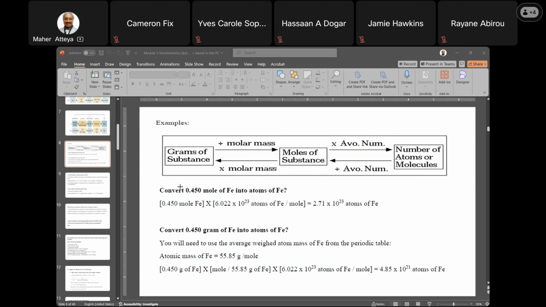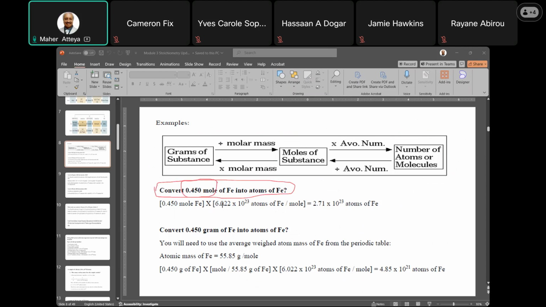This example here is giving you to convert moles to atoms. So you are skipping the gram, the mass here. So are you following me here? You are skipping the mass. There is no mass here. It's given to you the moles, correct?